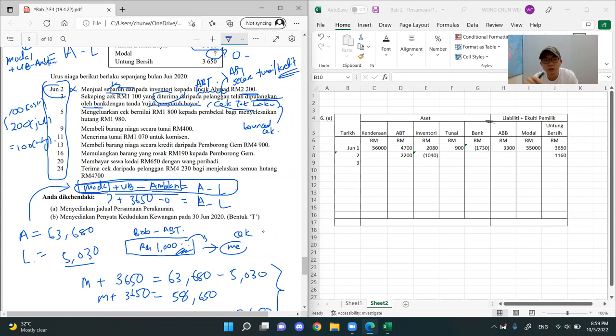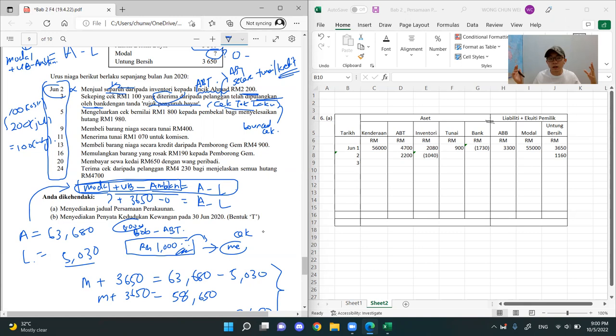So maybe when the check tak laku, the bank account tak ada money. Maybe Bob doesn't have 1,000 ringgit in his bank account. That's why the check will be tak laku. Or maybe the ink on the check spread over, so kotor or whatever. Or the paper, the check, is wet, so it can't be processed. So these are different factors or reasons that may result in a check tak laku. When a check tak laku, it means you didn't get this 1,000 ringgit. You know what I mean?